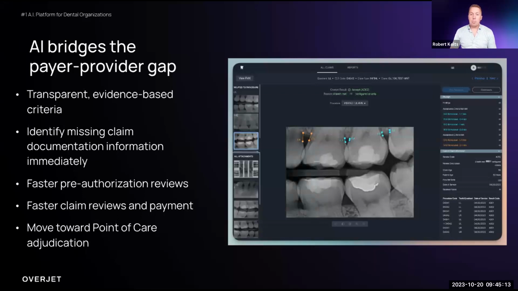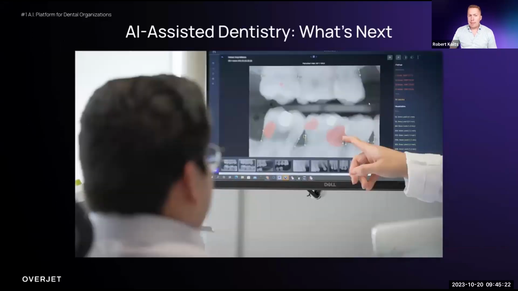Because we all know the worst experience for a patient is being told it's going to get covered, and then they go home and they get a bill and they're upset about it. So that's really on the payer side where things are headed there. Now, as far as what's next, there's some really exciting developments coming down the pipeline.